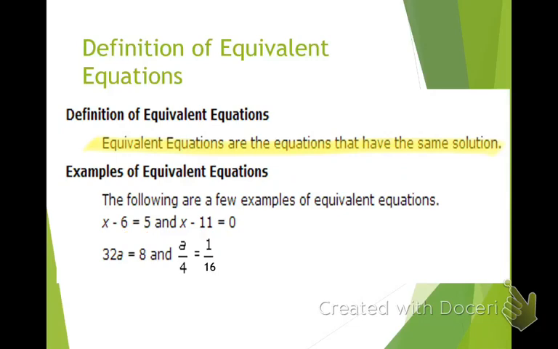The second two equations down here are also equivalent to each other. If you solve the first equation for a, you use the division property of equality to divide both sides by 32. And you say that a equals 8 over 32, which is also equivalent to 1/4. So a equals 1/4. And if I solve the second equation over here as well, I can multiply both sides by 4 using the multiplication property of equality. And I get a equals 4 over 16, which is also equivalent to 1/4. So these two equations are also in fact equivalent to each other.